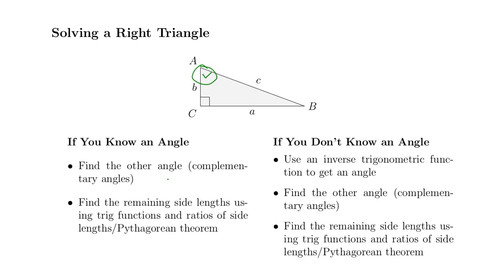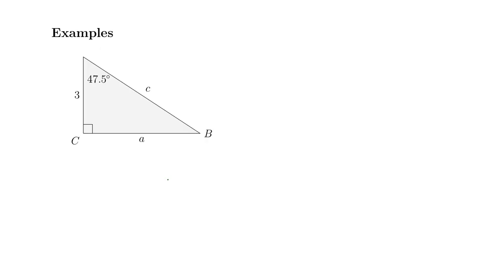So here we know an angle. So right off the bat, I know what this angle is. I know angle B is 90 degrees minus 47.5 degrees. So what's that, 42.5? So let me go ahead and write that in there. So having one angle really is the same thing as having all of them.